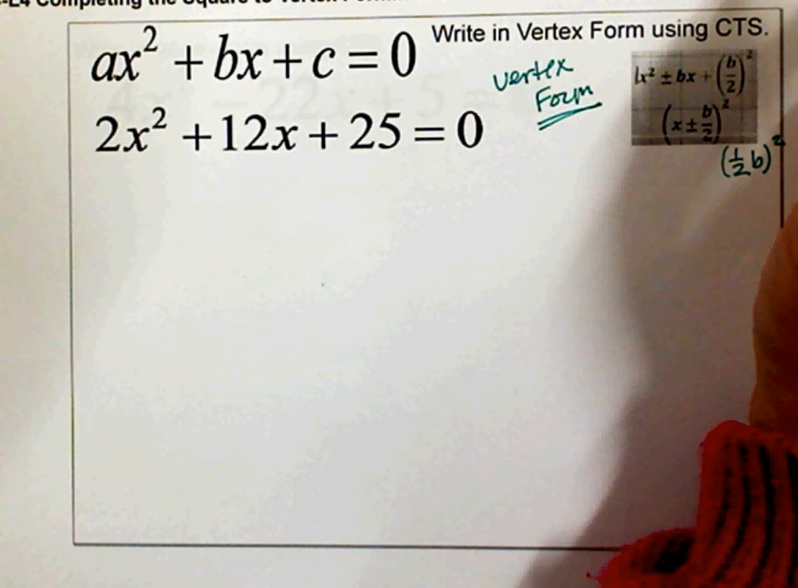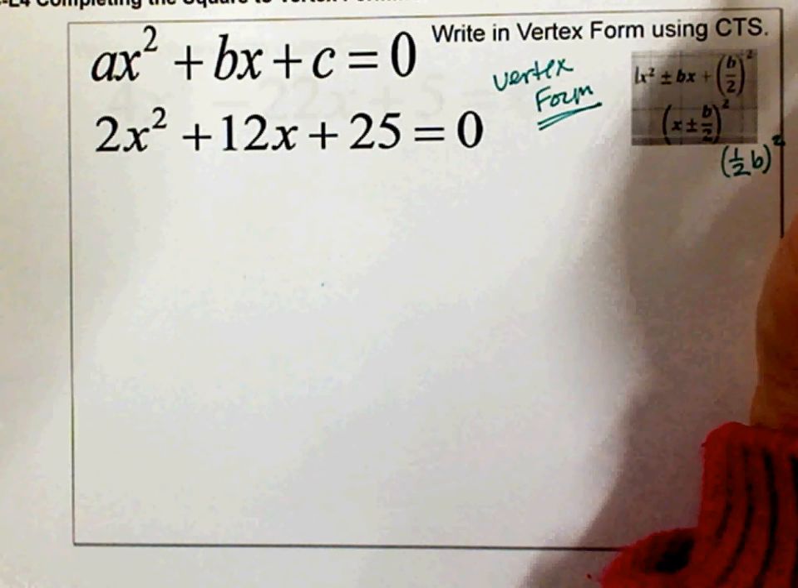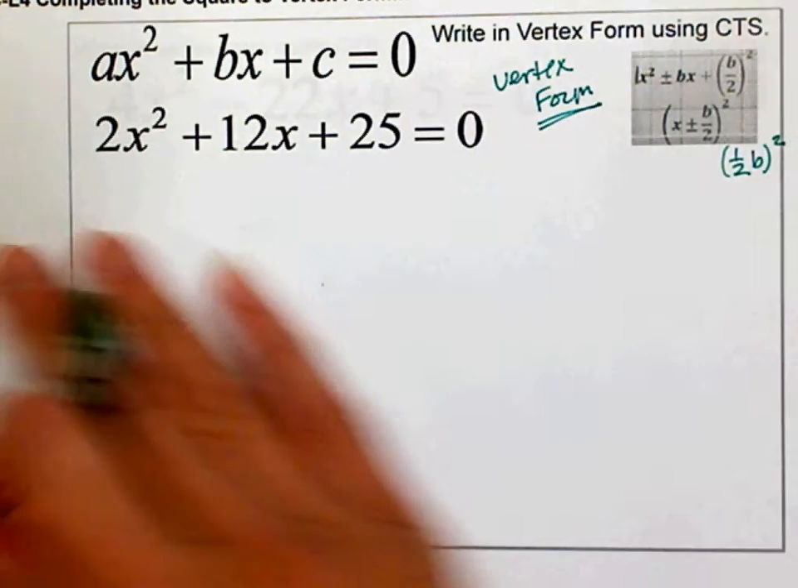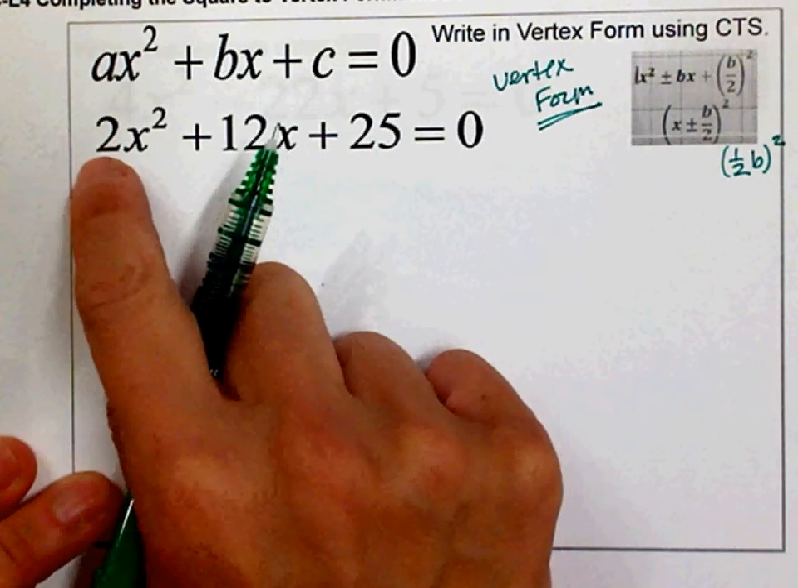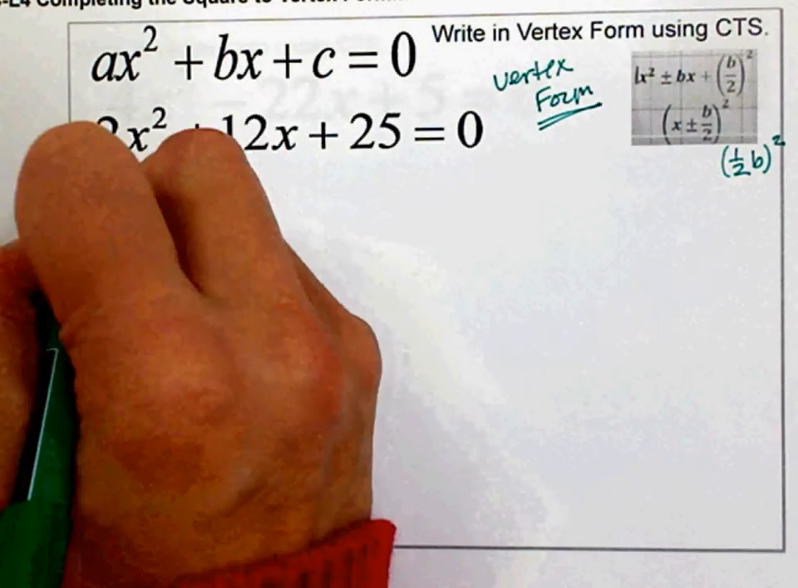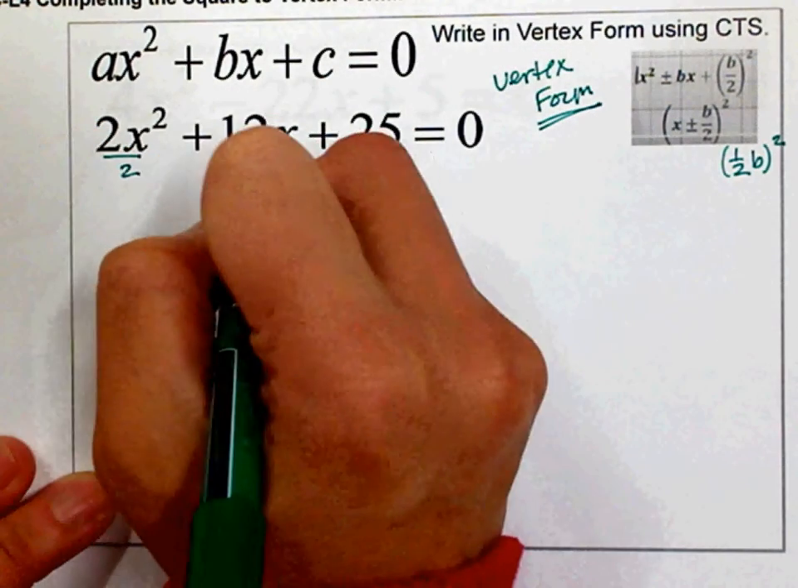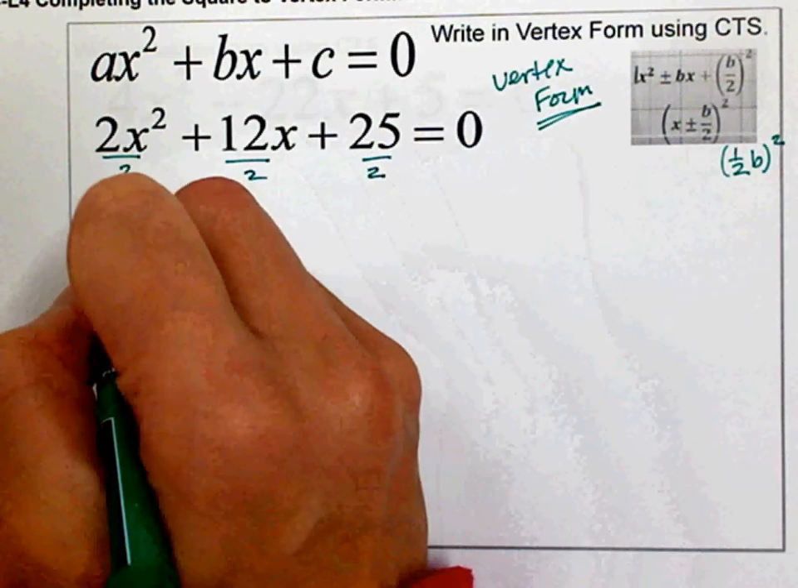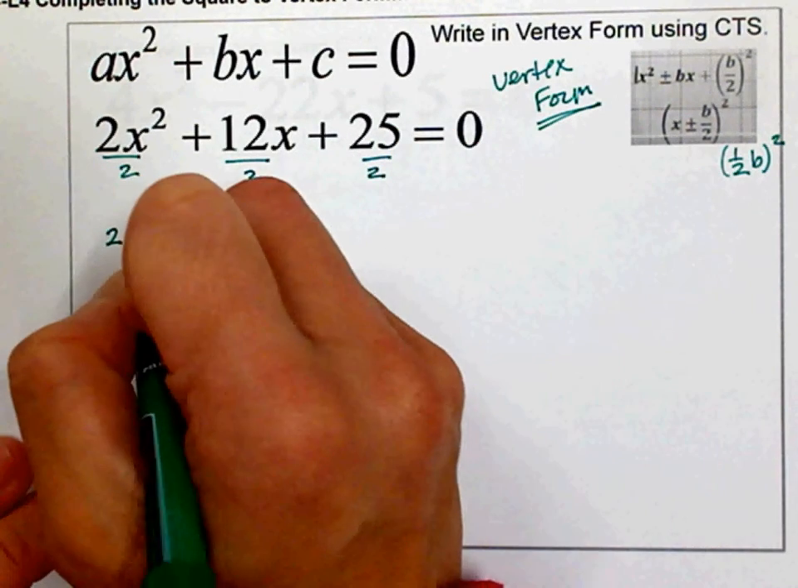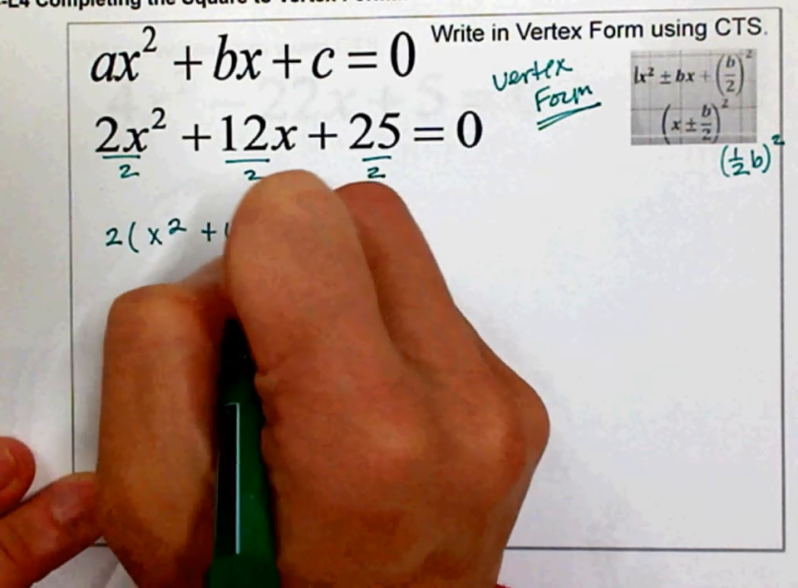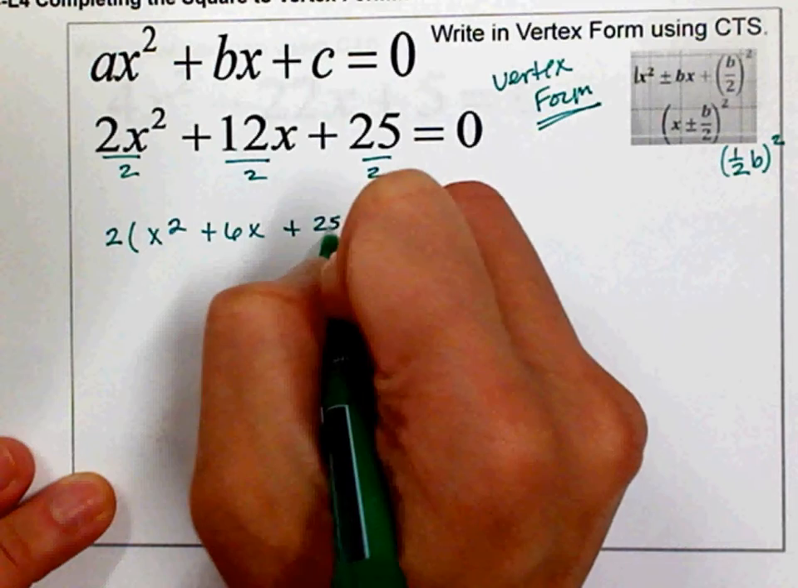All right, first thought, a is not a 1, so you got to get rid of that one. So let's go ahead and divide every one of these by 2. So you factor out a 2. So you got x squared plus 6x plus 25 over 2 is equal to 0. Okay?